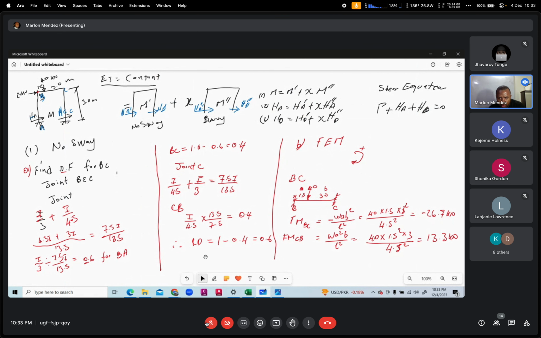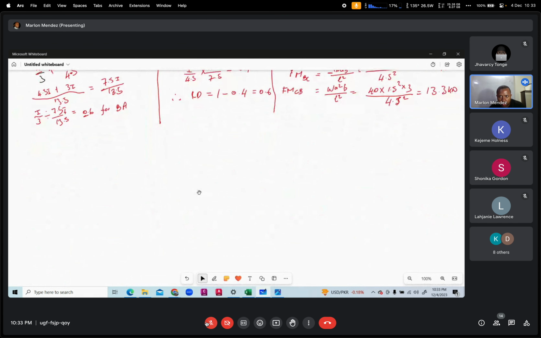So we find the fixed end moment. What do we move on to now? We now move on to the distribution table. So we see the step-by-step process. We're going to set up the distribution table. So let's set up the distribution table quickly.